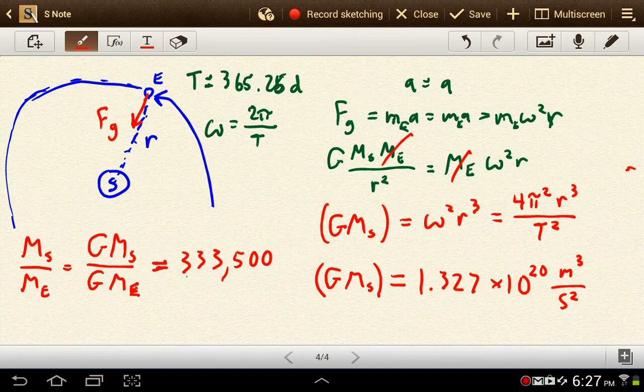And again, I want to point out this is something that Newton could figure out, that the sun has a mass 333,000 times the mass of Earth. But he still could not figure out what the mass of the Earth or the mass of the sun actually are. All he could find was this ratio here, because he still didn't know what big G was. It wasn't until Cavendish that anyone knew big G. Anyway, so that's the answer to problem 4.